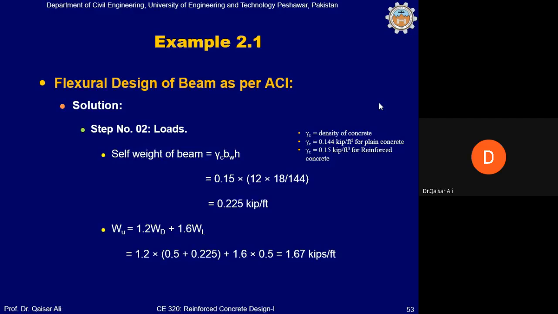This was the first step on the selection of sizes. Second step is loads. So we should calculate the self-weight of the beam, because if you remember from the statement of the design example, self-weight of the beam is not included in the dead weight of the beam. Self-weight of the beam can be very easily calculated like this. You know that the section of the beam is 12 by 18 inch.